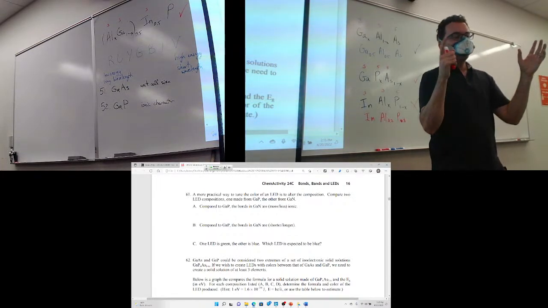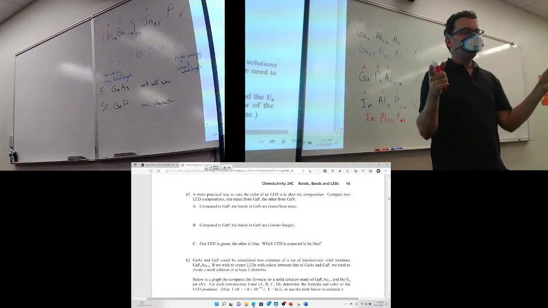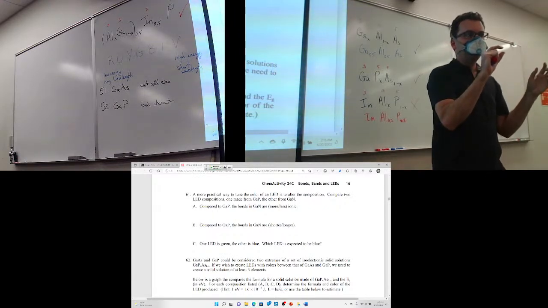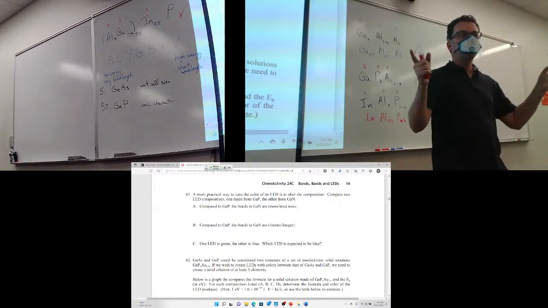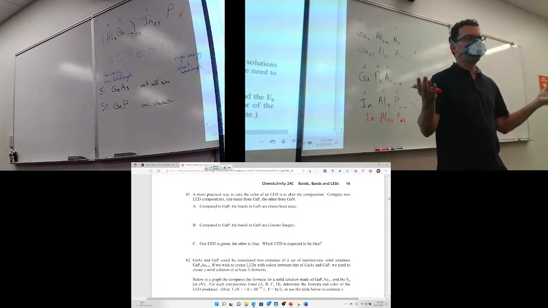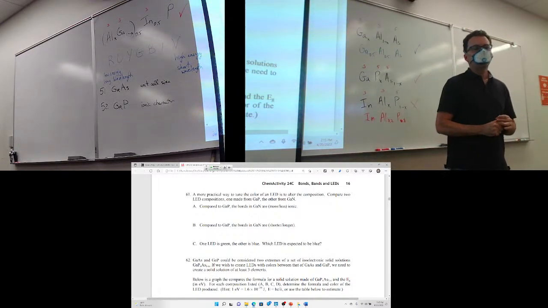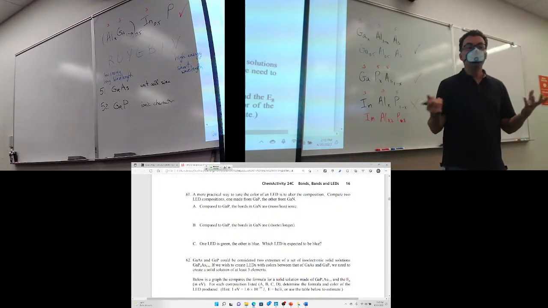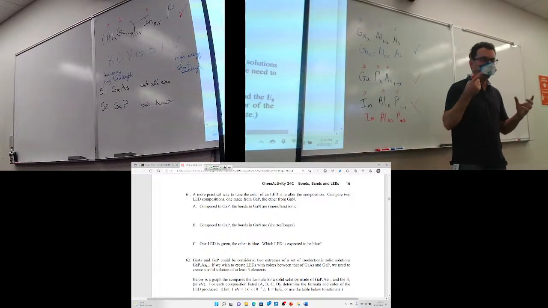So yeah, the larger the bond length, the smaller the band gap. Okay. Because large bond length means bad overlap of orbitals. Short bond length usually means really good overlap, so high band gap.